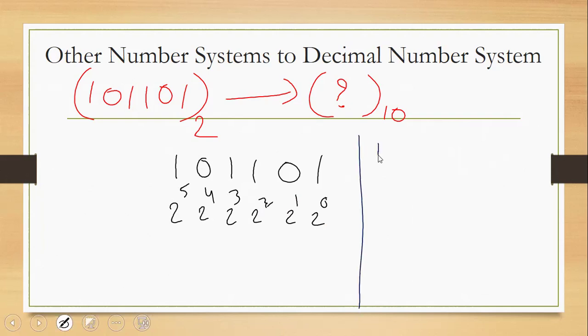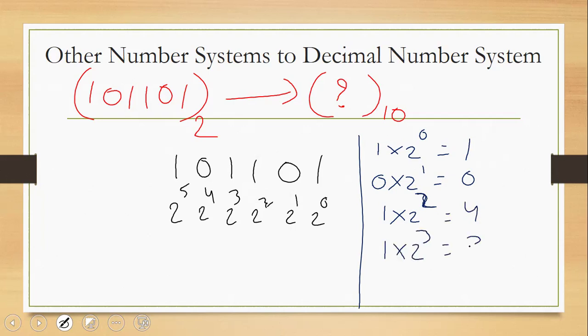So here 1 into 2 power 0, that is 1. Next, 0 into 2 power 1, that is 0. And next 1 into 2 power 2, that is 4. Next 1 into 2 power 3, it is 8. Next 0 into 2 power 4, that is 0. And 1 into 2 power 5, that is 32.